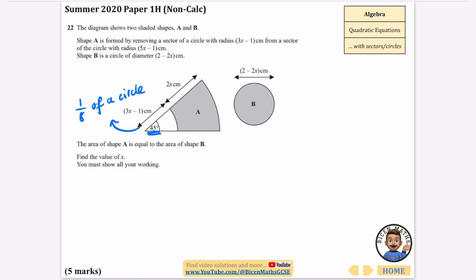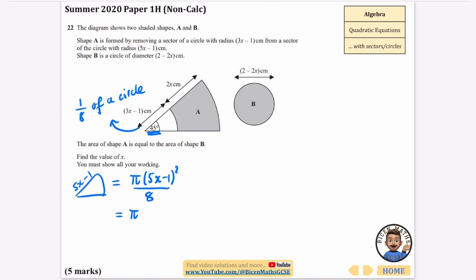So I'm going to begin by doing the full wedge shape, which is for this whole distance that we've got along here. And that whole distance is 3x minus 1 plus 2x, which is 5x minus 1. So the area of this is going to be pi times the radius squared, and that's all going to get divided by 8. So I'm going to quickly work out what 5x minus 1 squared is.